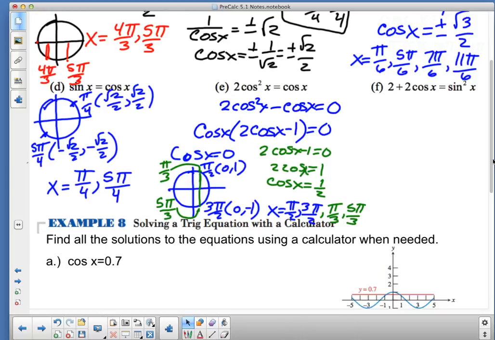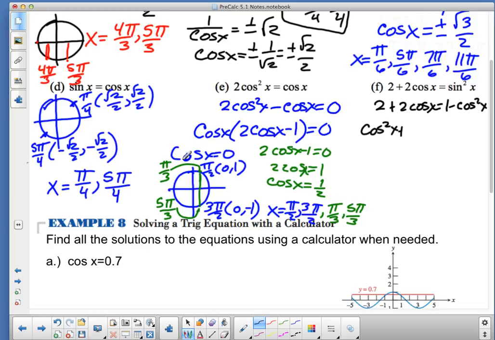Now, as we're going on to F, we're going to make sure that we still follow along with what's happening, but it's hard to factor when I have two different trig functions. So I'm going to use the idea that sine squared x is equal to 1 minus cosine squared x. So I've got 2 plus 2 cosine x equals 1 minus cosine squared x. So I'm using the Pythagorean identity here. And so I'm going to add cosine squared x, and plus 2 cosine x.